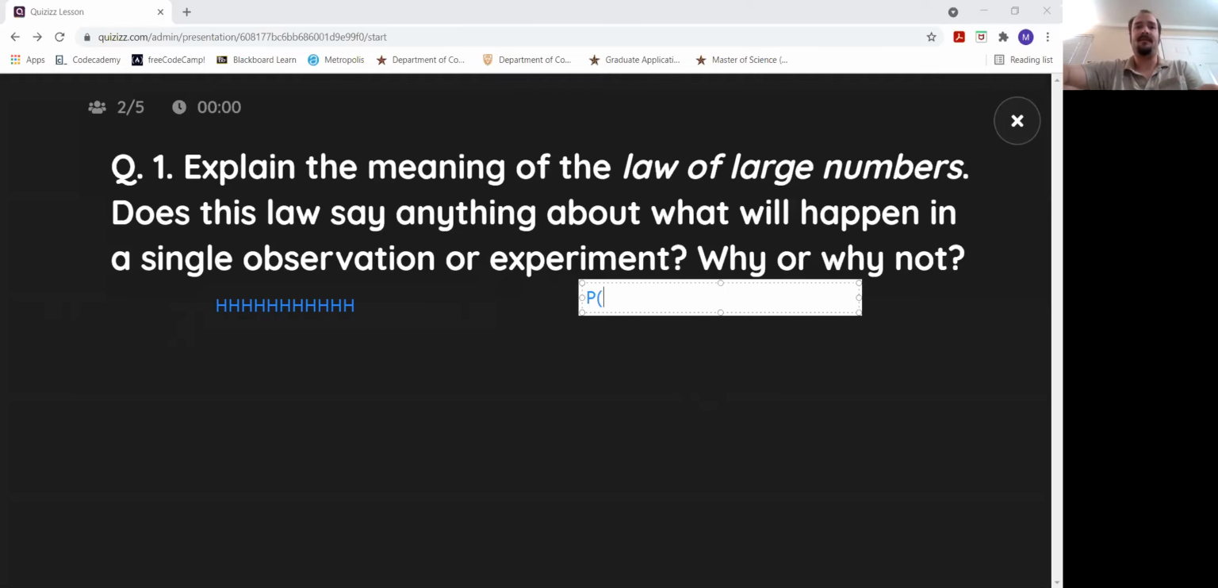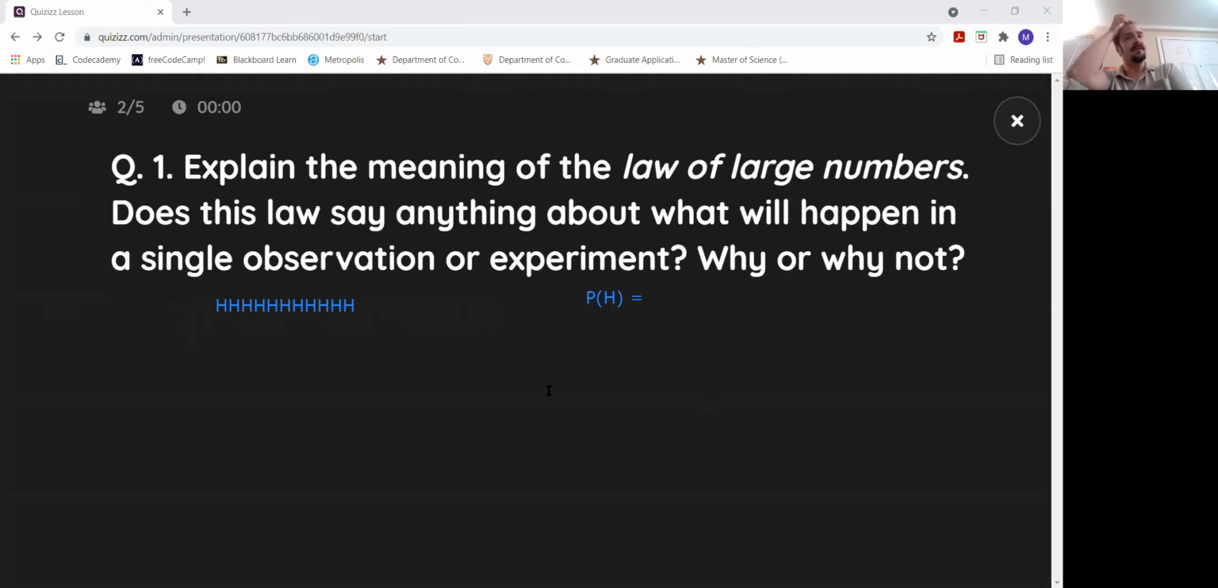What does it say if I'm doing 3, 6, 9, 10, 11, if this is my 12th trial? What is the probability of the heads going to be on the 12th trial? Would it be a half? Yeah, it's still going to be a half. It's never going to change, right?